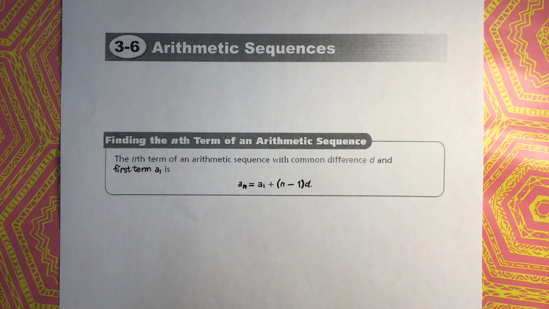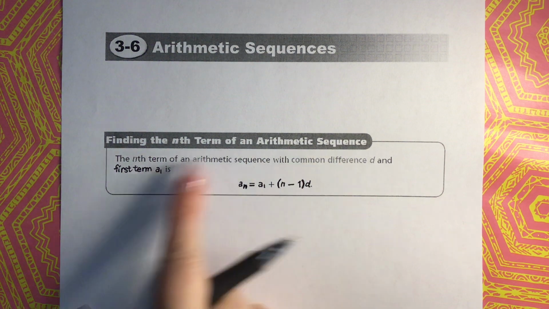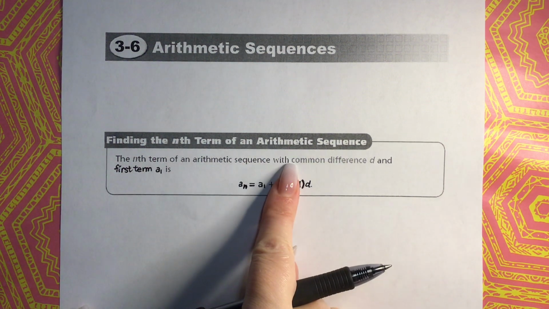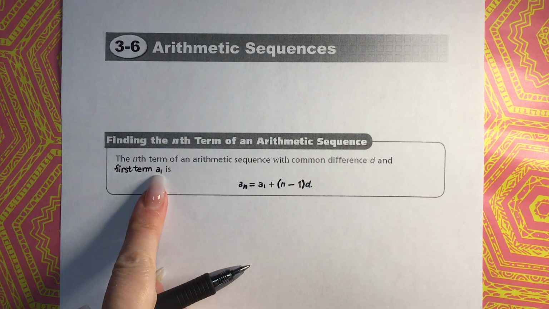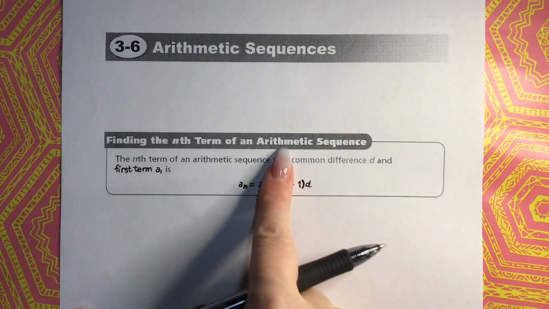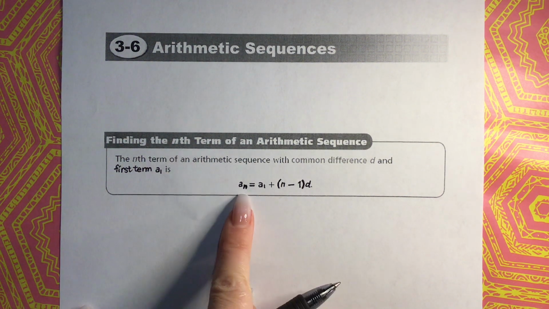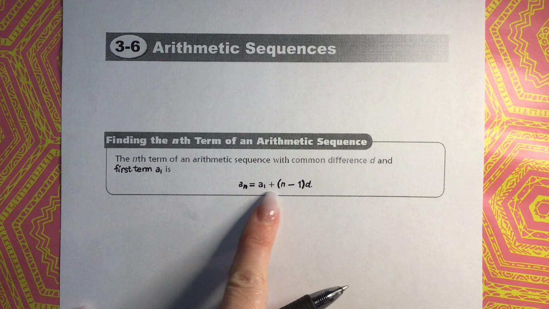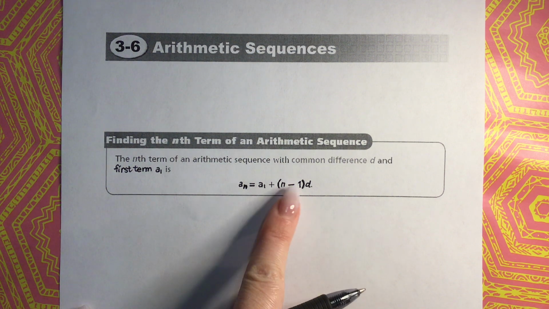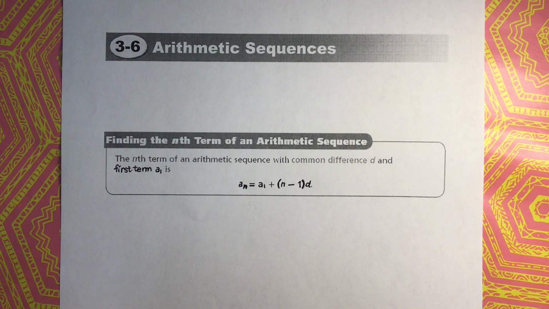Welcome back. So what we're going to do is find the nth term of an arithmetic sequence, okay? So the nth term of an arithmetic sequence with common difference d and first term a sub 1, right? Remember that? A is for arithmetic sequence and 1 is just talking about the first term. We're going to be able to find any term in the arithmetic sequence if we take the first term and then add it to the quantity n minus 1 multiplied by the common difference, okay?